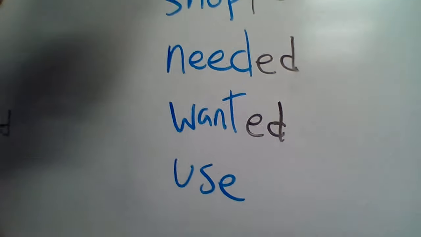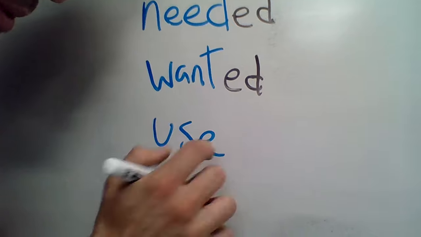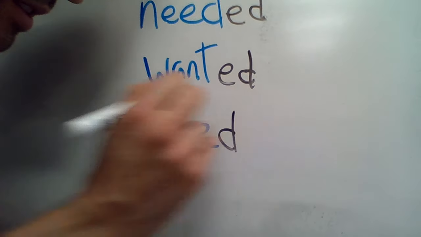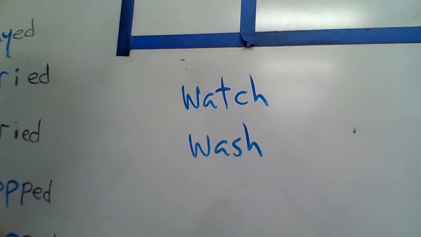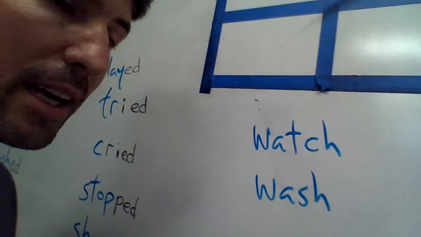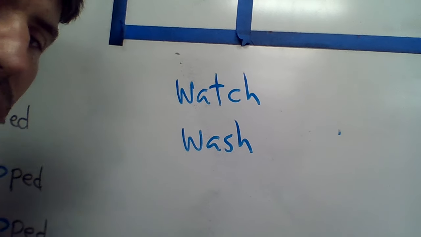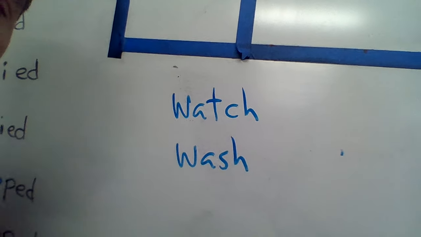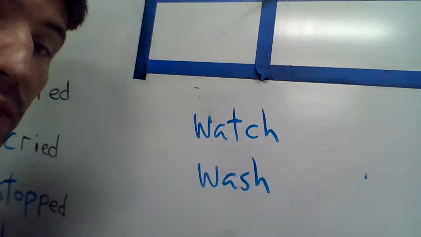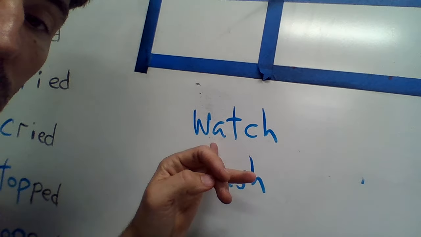All right, this next one, use. It already ends with an E. Just going to add a D, used. All right, these next two words, in my opinion, are maybe the hardest words to say in English for a lot of English learners, okay? This first word is watch, watch.